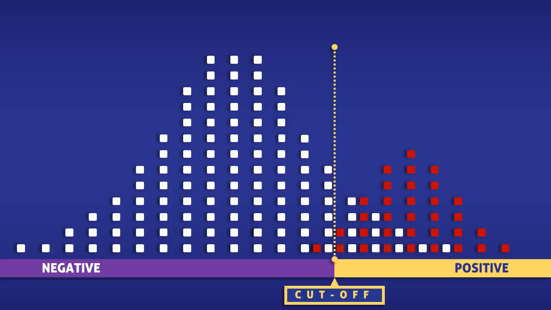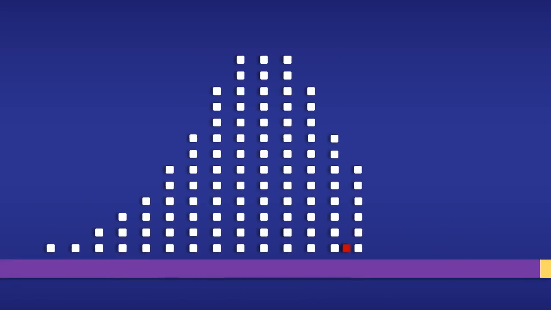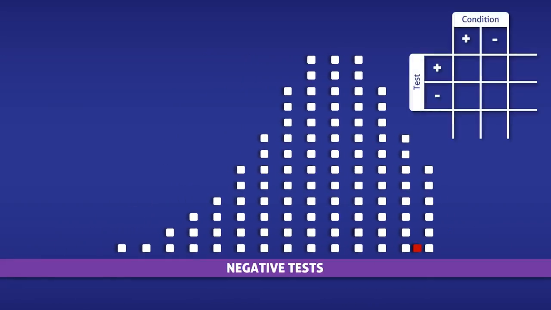Since the negative predictive value only takes into consideration negative tests, we are going to focus on the squares to the left of the yellow line. Now let's take a moment to look at the sample table in the top right corner. When calculating the negative predictive value, we only need to use the bottom row. This row is used for people who tested negative. In the left box, we have the false negatives, in the middle box, the true negatives, and on the right, the total number of negative tests.